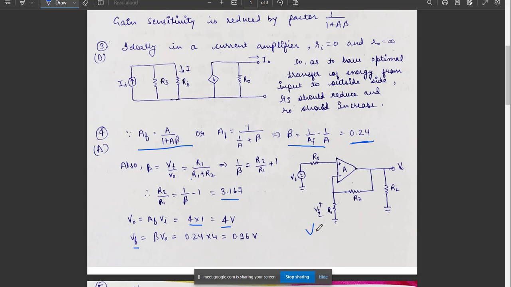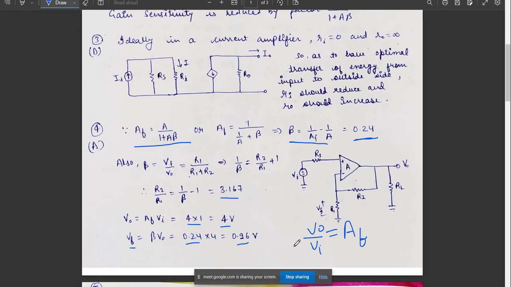We know that VO by VI is equal to AF, right? So from here, VO is equal to AF into VI, that is 4 into 1, equal to 4 volts. And VF is equal to beta into VO. We'll put the value of VO here, and we got 0.96 volts. Any doubt here?